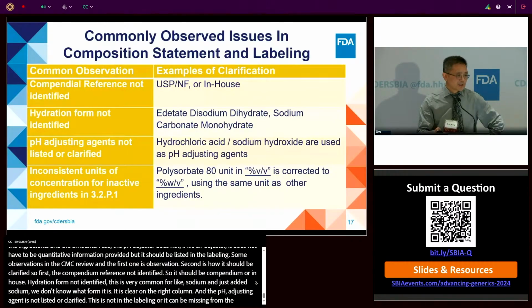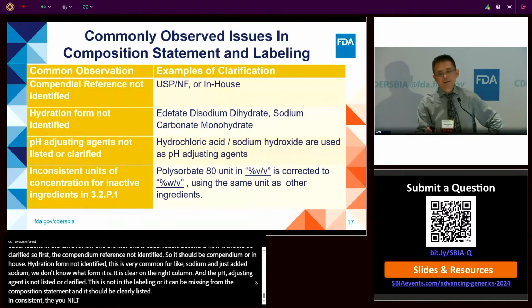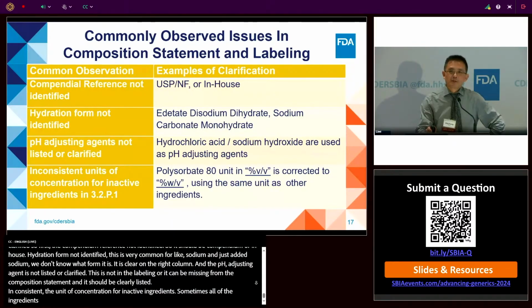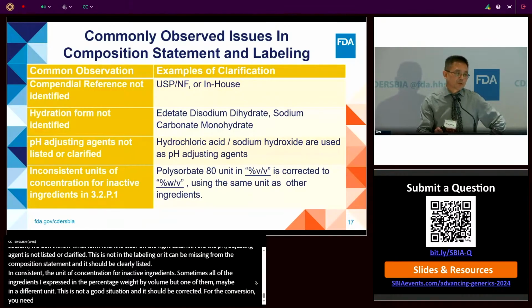And inconsistent unit of concentration for inactive ingredients. Sometimes all the ingredients are expressed in a percentage weight by volume, but one of them may be presented in a different unit. This is not a good situation, so it should be corrected. And for the conversion, you may also provide additional information such as density and temperature, etc., to convert to a consistent unit of ingredients.